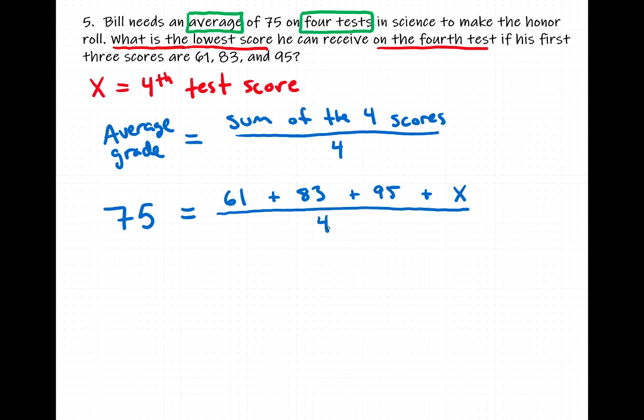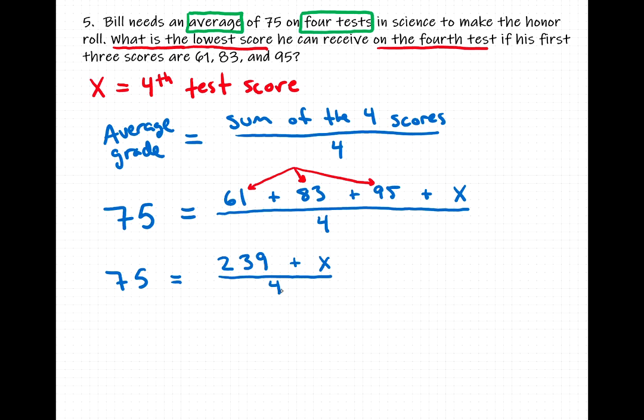All right, so now we have to solve for x. And as always, before we start moving numbers around from side to side or eliminating numbers, let's see if we could simplify first. It looks like we have a number, a number, and a number, so let's combine those 3 like terms. All right, so we have 75 equals, well, 61 plus 83 plus 95, that is 239. We still have the plus x, and we still have the divide by 4.